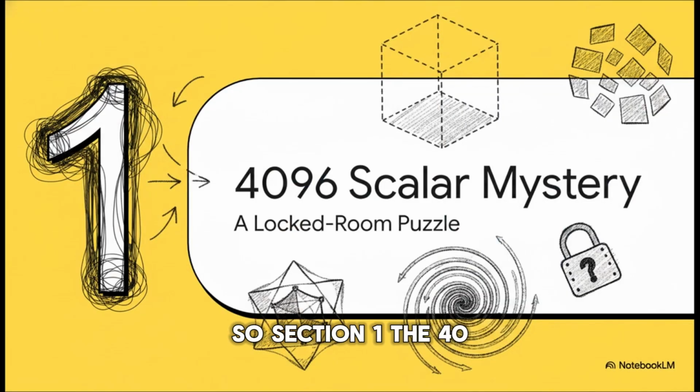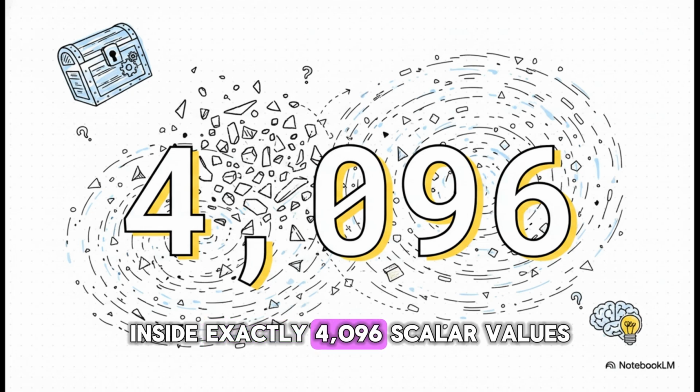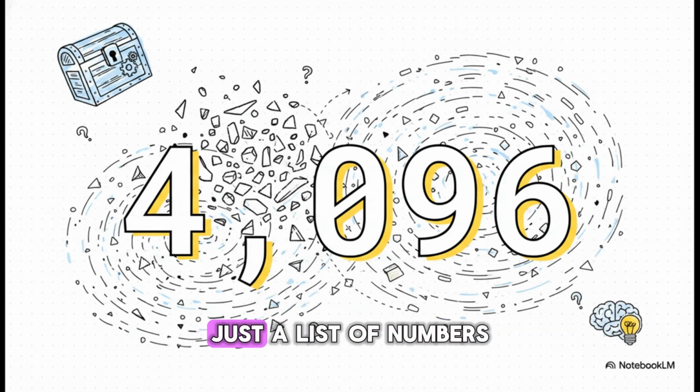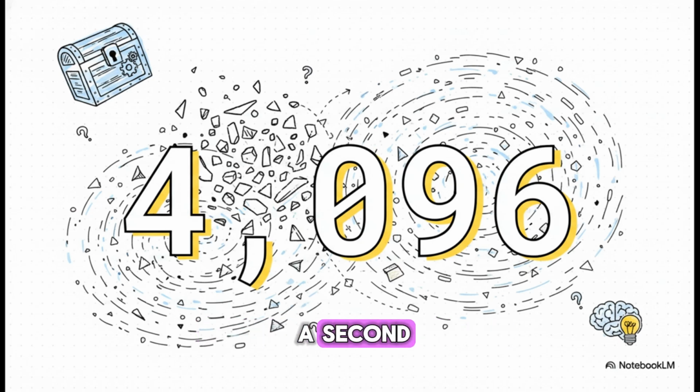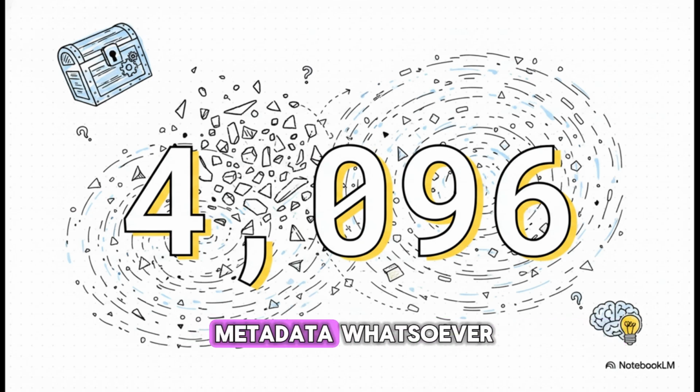So, Section 1, the 4096 scalar mystery. Imagine you're handed a digital file. You crack it open, and all you see is a single, one-dimensional array. Inside, exactly 4,096 scalar values, just a list of numbers. That is your entire universe of information for this challenge. Let that sink in for a second. We're talking zero accompanying manuals, absolutely no labels, no metadata whatsoever, just 4,096 isolated data points staring back at you. How do you even begin to make sense of that?